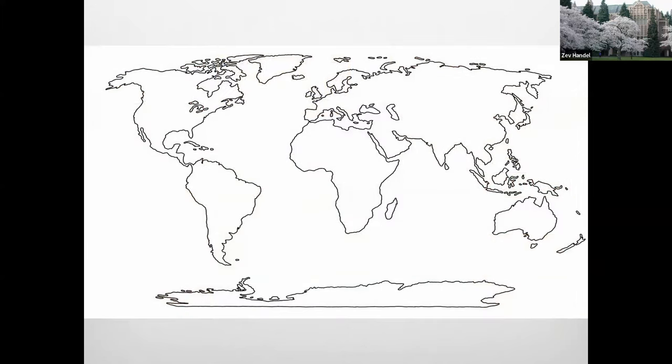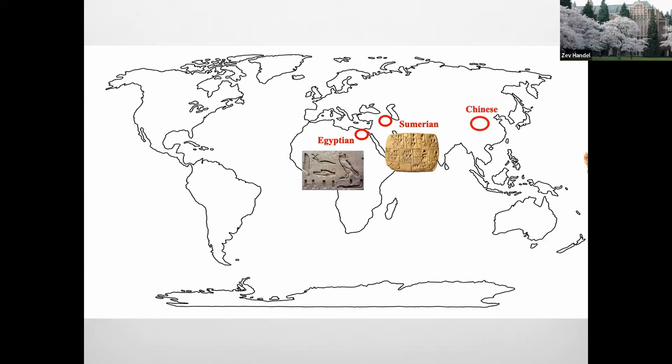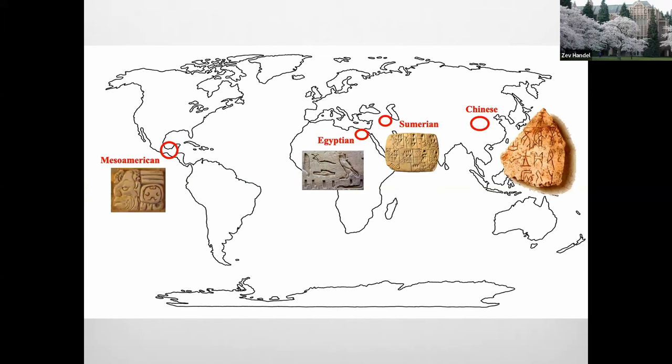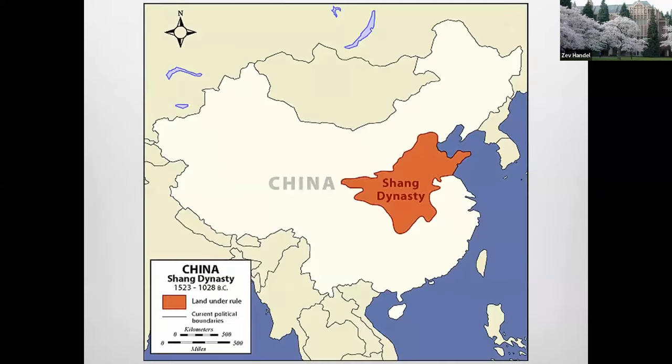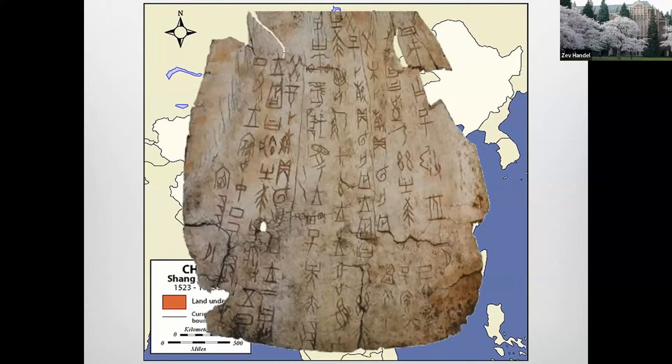Okay, just to give you an idea of the geography, Sumerian here in modern day Iraq, Egyptian here in modern day Egypt, Chinese in China, of course, and Mesoamerican in Central America. Okay, and this is the approximate area that was under the control of what we now call the Shang Dynasty, where writing was invented.